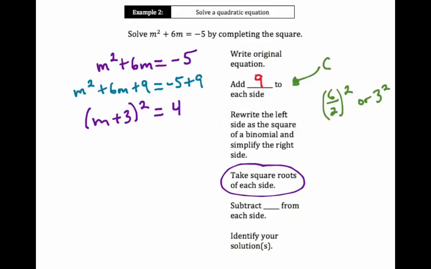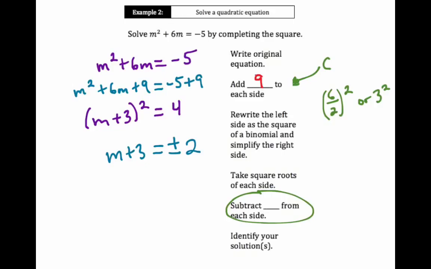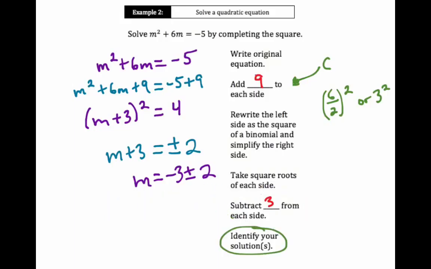Now I can take the square roots of each side. That means m plus 3 equals plus or minus 2. I need to isolate m, so I'm going to subtract 3 from both sides. So m equals negative 3 plus or minus 2. Remember, write this part before the plus or minus so that you remember, oh yeah, I've got to do 2 different operations. Now I'm going to identify my solutions.